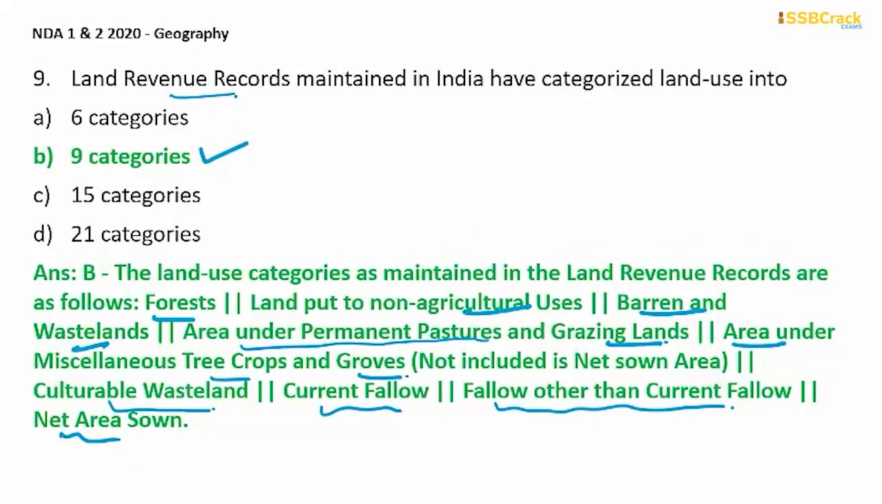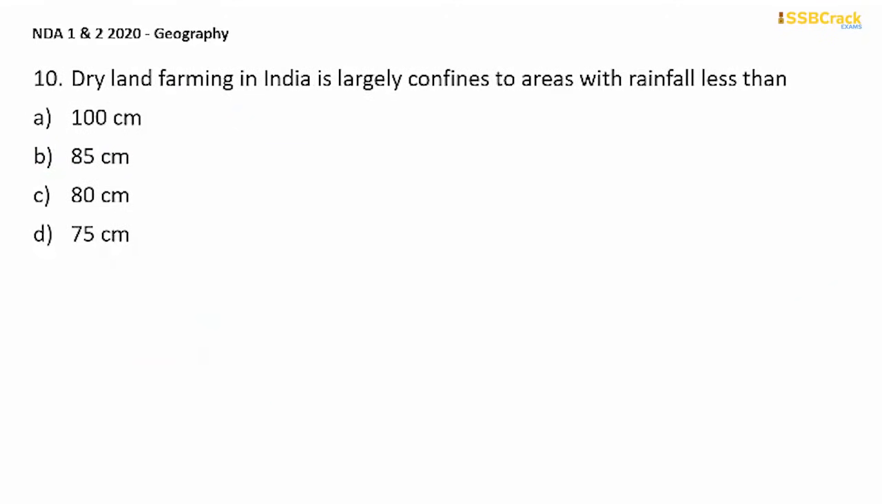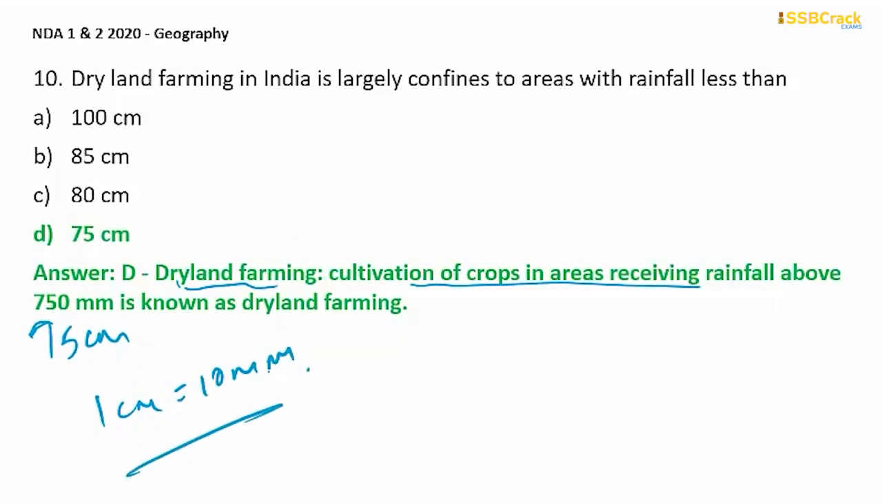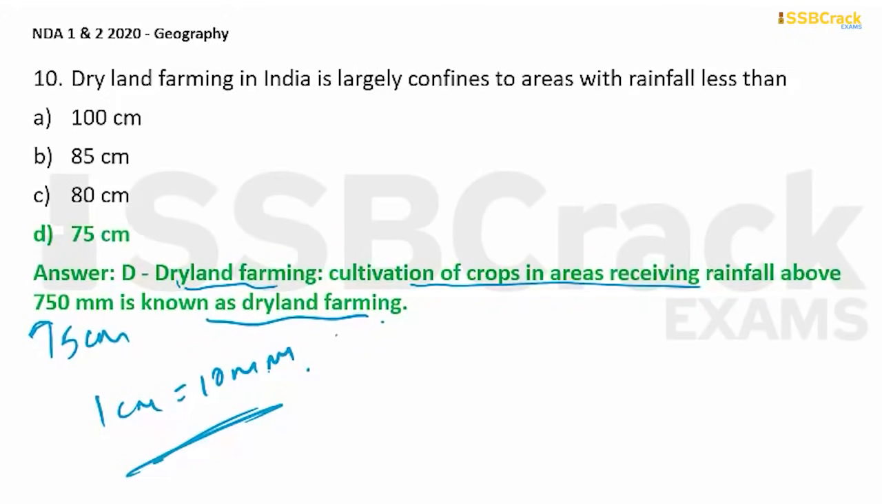Now moving on to our next question. Dry land farming in India is largely confined to the areas with rainfall less than. Again, this is a factual based question, and you need to have a thorough knowledge about the farming and the agricultural sector of geography. So as per the data, dryland farming, which is cultivation of crops in areas receiving rainfall above 750 mm or 75 centimeters. Since we know that 1 centimeter is equal to 10 mm. So according to the official data of government, any area which receives a rainfall more than 75 centimeter is known as dry land farming, if of course cultivation of crops is happening in that area. Correct answer will be option D.